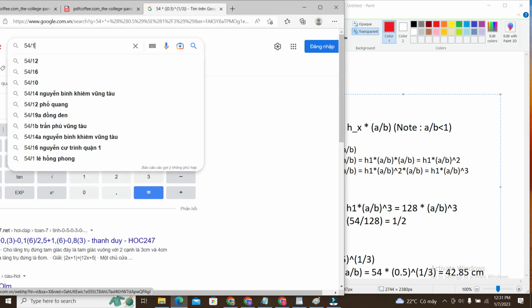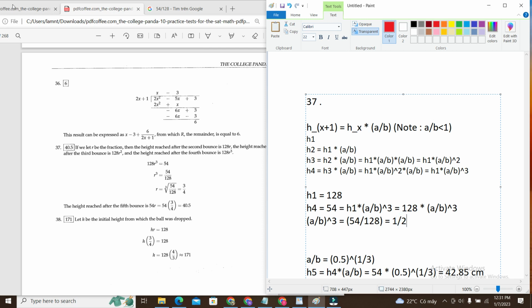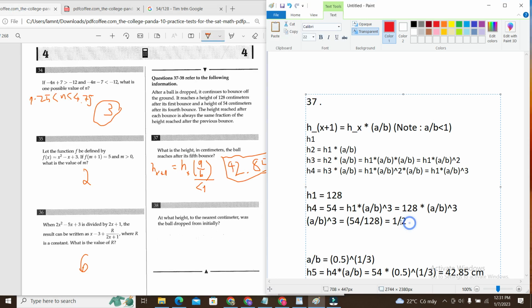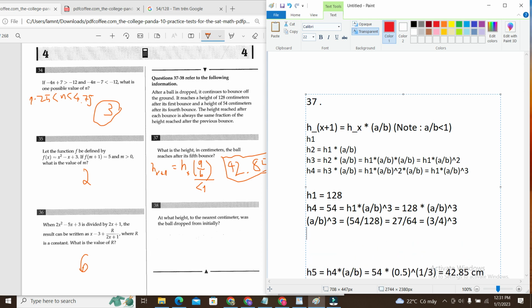54 over 128, that's gonna be 0.1875. It's kind of a bad number. I'm gonna reduce it slowly. We can divide both by 2, so that's 27 over 64, and that's actually 3 over 4 to the power of 3, right? So a over b is actually equal to 3 over 4. Okay, sorry, that's a miscalculation. So a over b here is actually equal to 3 over 4.